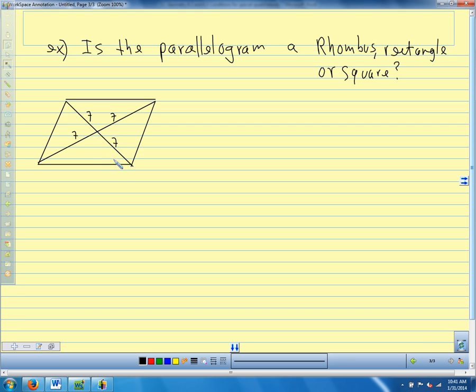So the diagonals are bisected, but that's true of any parallelogram. Any parallelogram, the diagonals bisect each other. But what else do we know about the diagonals? If this is 7 and this is 7, how long is the whole diagonal? 14, and this 7 and that's 7, so how long is that whole diagonal? 14. So the diagonals are congruent, so that tells us that it is a rectangle. Because the diagonals are congruent, that tells us it's a rectangle.